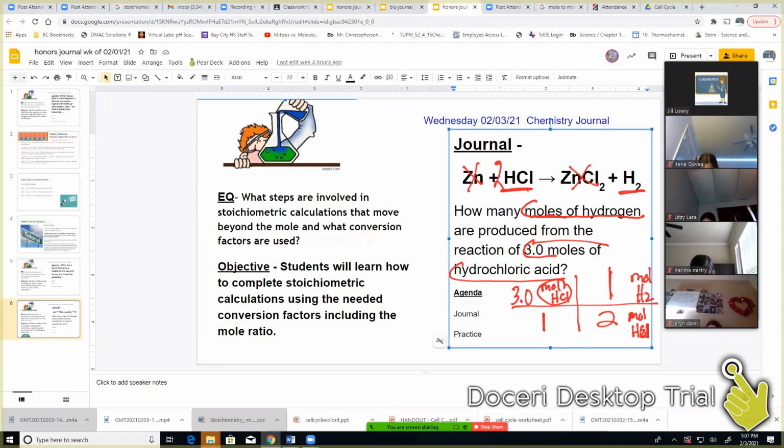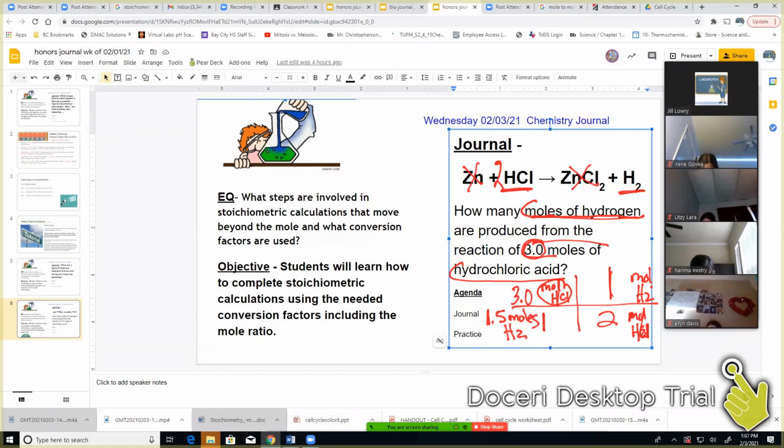Perfect. So my moles of hydrochloric acid cancel. I'm left just with moles of hydrogen, which is what I was looking for. So now we multiply across. 3 times 1 is 3. Divide by what's on the bottom, in this case 2. And I need 2 sig figs, so my answer would be 1.5 moles of hydrogen. You don't have to put what element or compound it is every time; what you need on that is moles. Did y'all get that same answer?